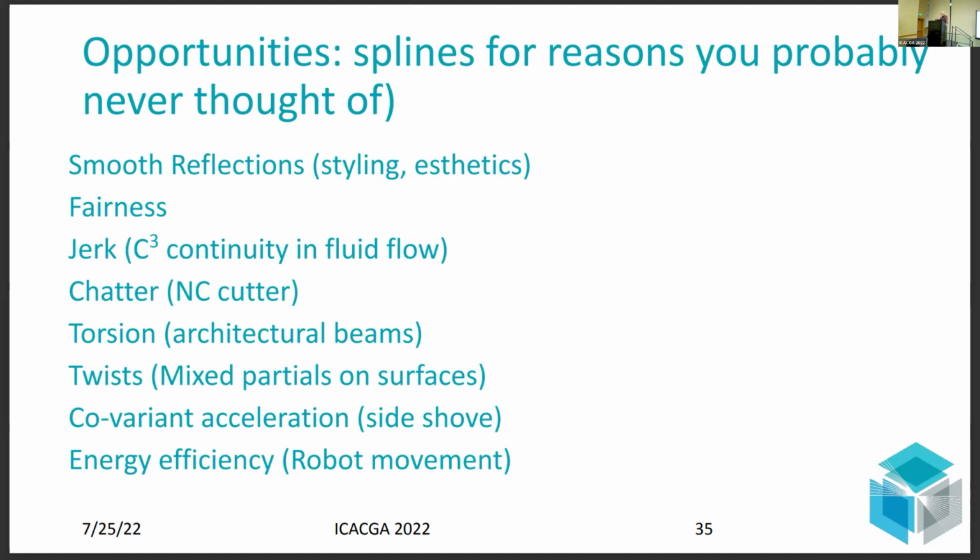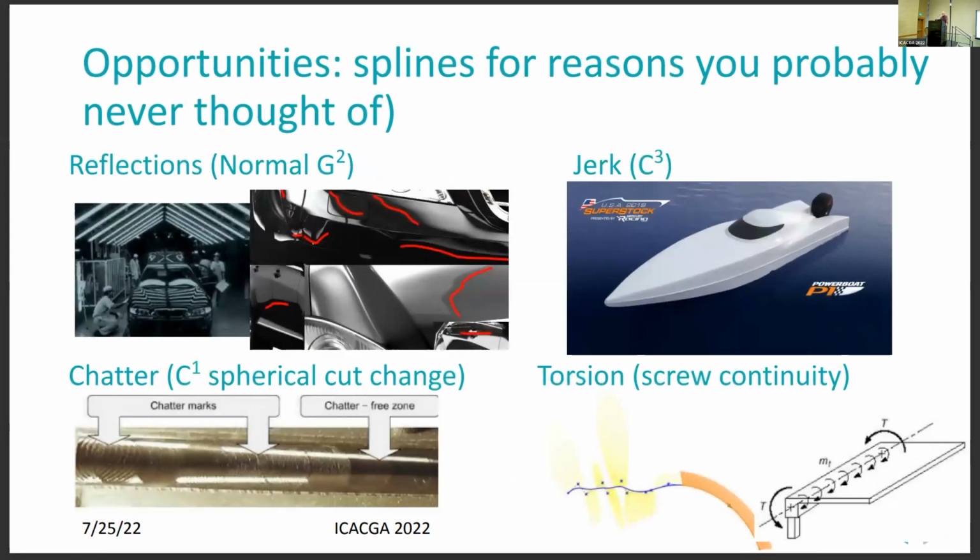Energy efficiency is actually a big thing now. You've got robots that are moving on Bezier paths or B-spline paths, and you want them to move to minimize the energy they're burning, the electricity. So you probably never thought of those. So once again, cars are sold on curb appeal. A lot of that is reflections.